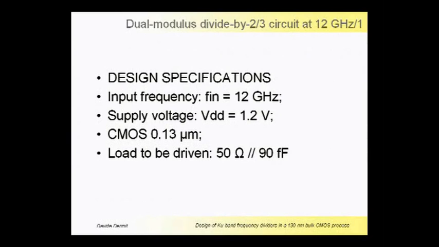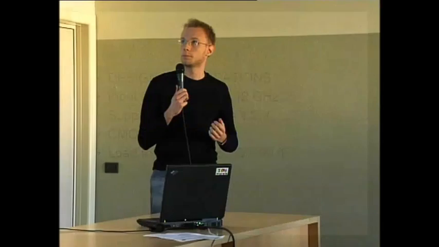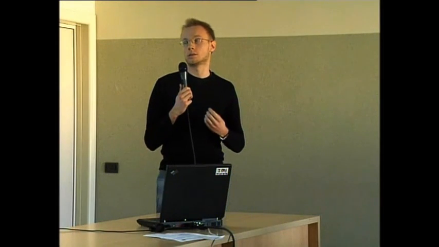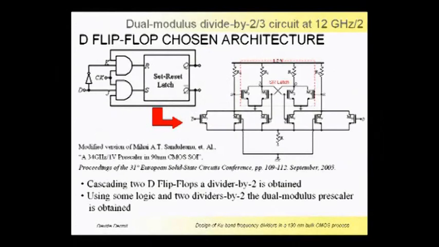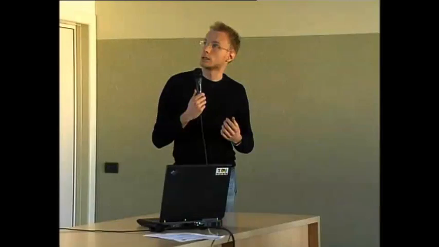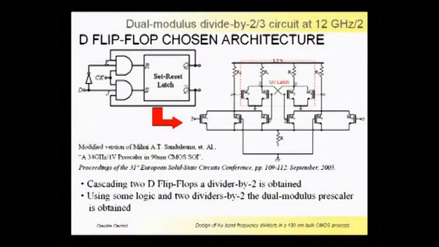The other prescaler, as I said, is a divide by 2/3 dual modulus prescaler, and the supply voltage and the load are exactly the same, but it receives an input signal with a frequency of 12 gigahertz. The architecture chosen in this case for the D flip-flop is obtained from a set-reset latch with the addition of 2 three-input ANDs, and then applying De Morgan's rules to the picture on the left, we can obtain the CMOS cell shown on the right.